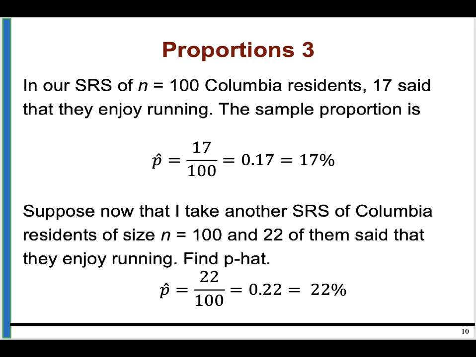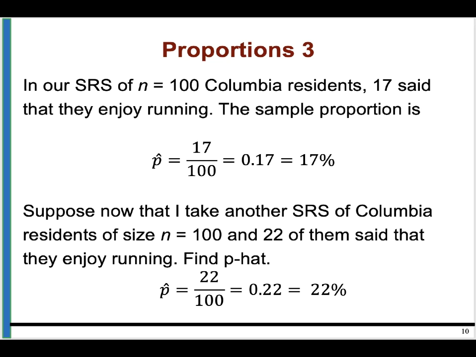To calculate the sample proportion, you take the number that have the trait that we're interested in and divide by the sample size. So in this case, P hat would be 17 divided by 100, which in your calculator you'll get 0.17, and you can convert that to a percent, and it would be 17%. Now, if we took another sample of size 100, we probably would get a different number who said that they enjoyed running. In this case, we get 22, and the p hat for this sample would be 22 over 100, which is 0.22 or 22%.